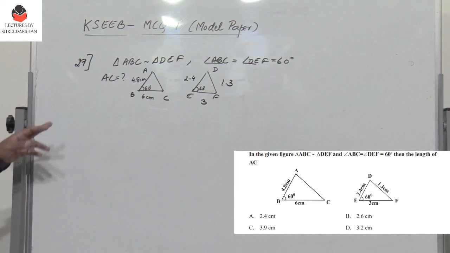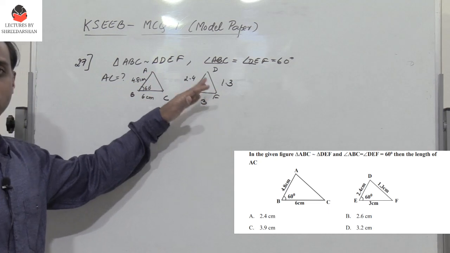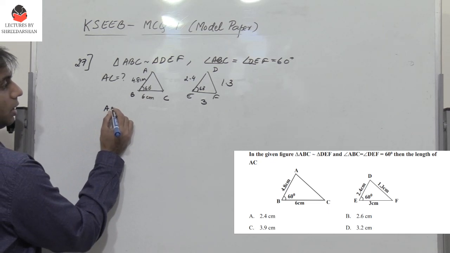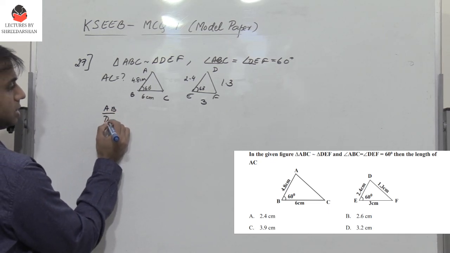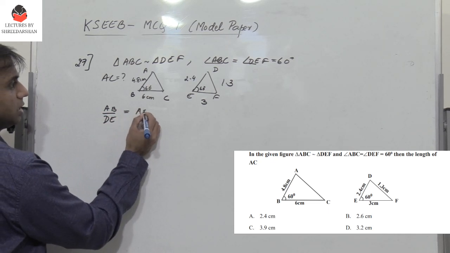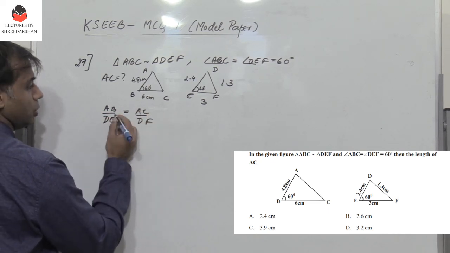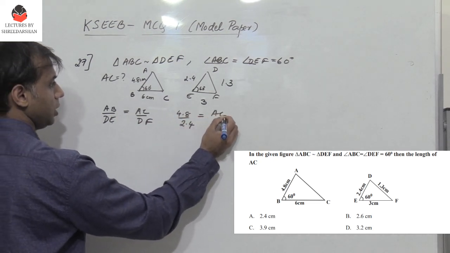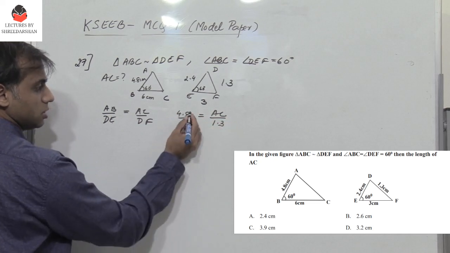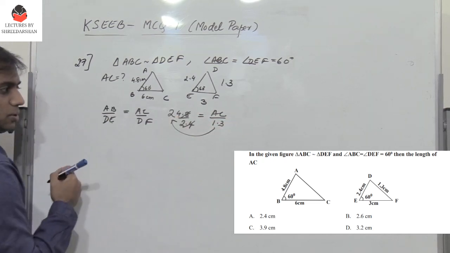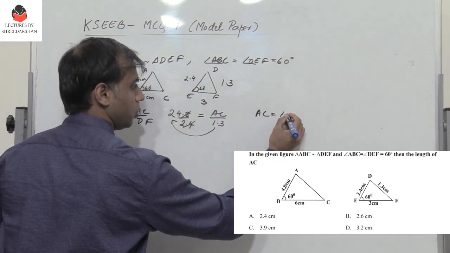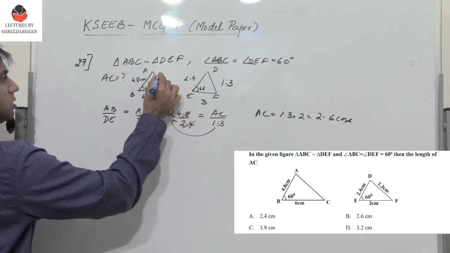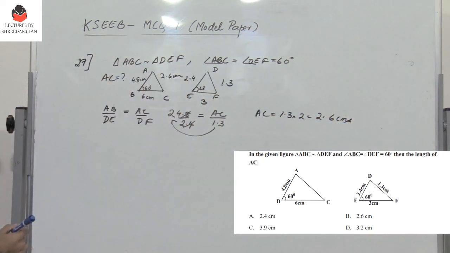Since both the triangles are similar, we find that the ratio of the corresponding sides are proportional. Therefore, AB by DE must be equal to AC by DF. So what is AB by DE? 4.8 divided by 2.4 must be equal to AC by 1.3. So this is 2 times. So I take this 1.3 here. So AC will be 1.3 into 2, which gives me 2.6 centimeters. So this is 2.6 centimeters, and the right option is B.